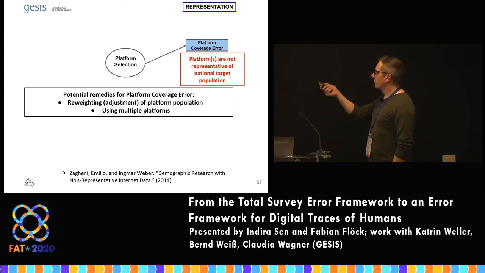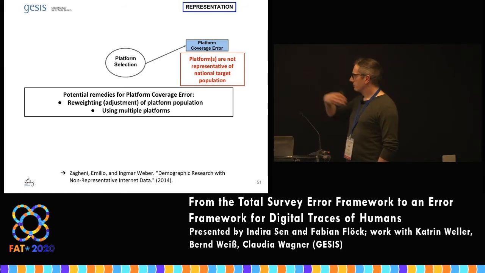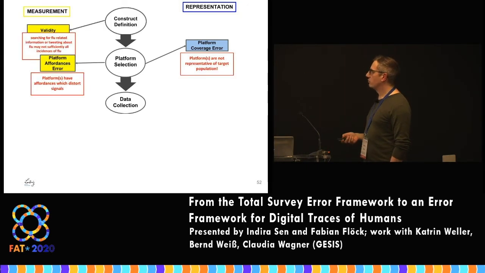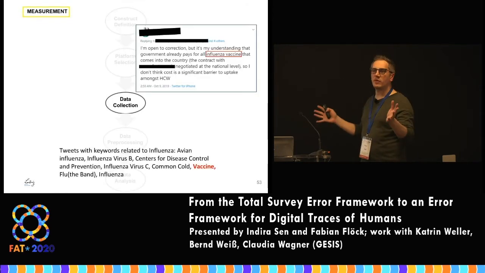So that was construct definition and platform selection. So here on the left side, you have problems for what I actually want to measure from my signals, and here is where I misrepresent the population. And then I go to data collection. So now I say I chose Twitter, or let's say I chose something with a completely open API, and I could possibly get everything I want.